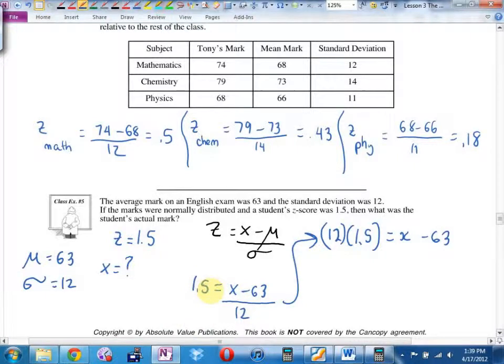Right, Liam? How would I get the x by itself? What would I do with this? Why divide? What mathematical operation? Yeah, always do the opposite, right? There's a little roadmap. So always just think, well, what are they doing? Do the opposite. So, if I hear you correctly, x is going to be 12 times 1.5 plus 63.